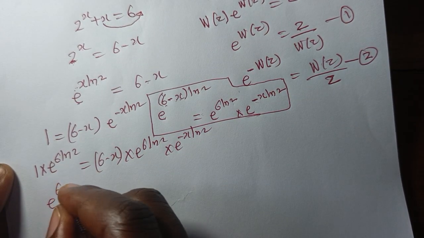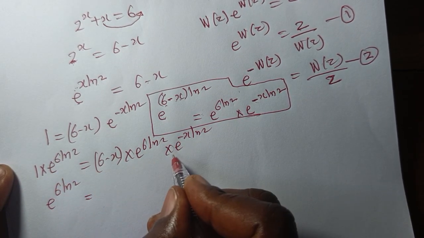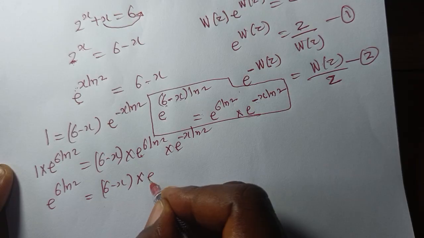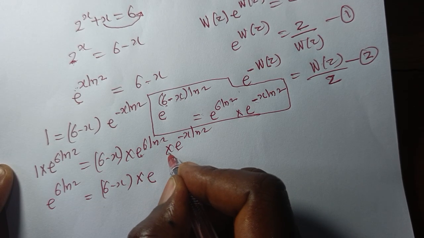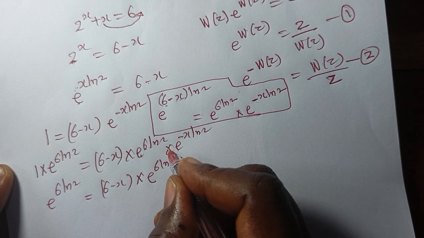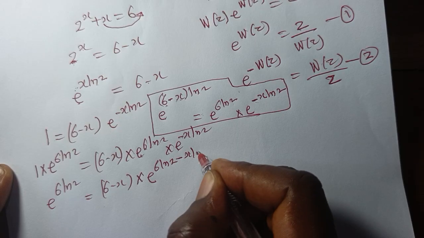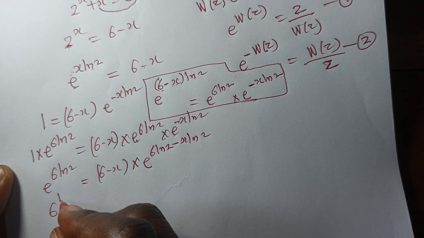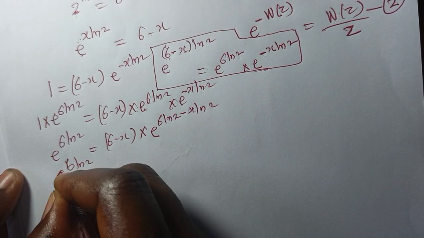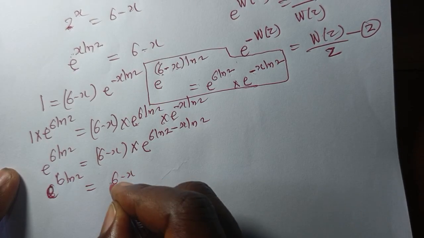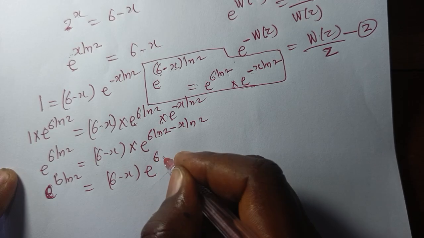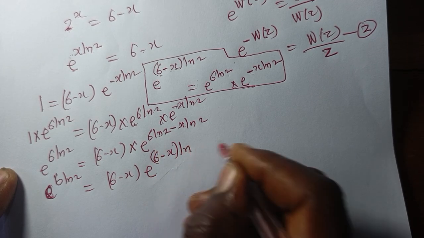So here we have e raised to power 6 ln 2 equals, and in this case now we have 6 minus s times, so here we have common base e, then we have the power, we add them together because we are having multiplication. So that will be 6 ln 2 then minus, so plus and minus will give us minus s ln 2. So therefore we have e raised to power 6 ln 2 equals 6 minus s then multiplied by e raised to power, so ln 2 is a common factor, we have 6 minus s then ln 2.